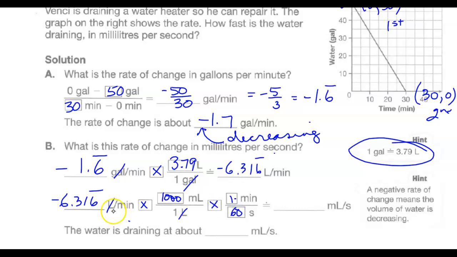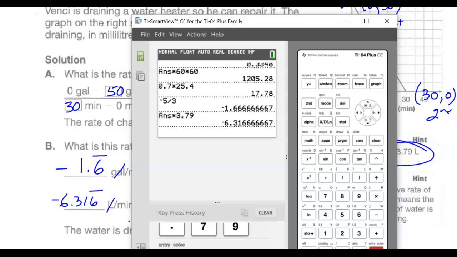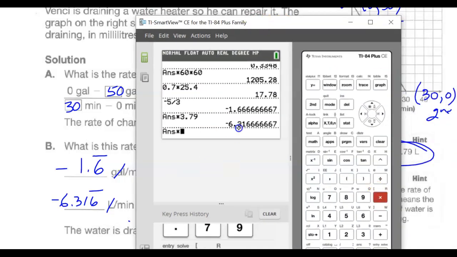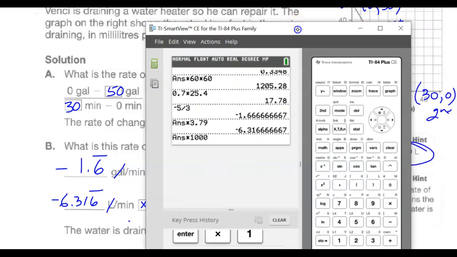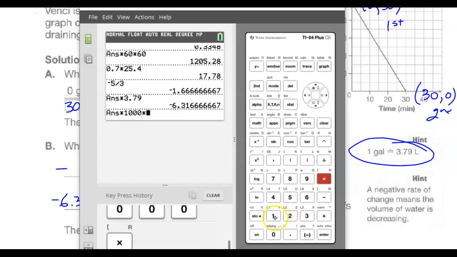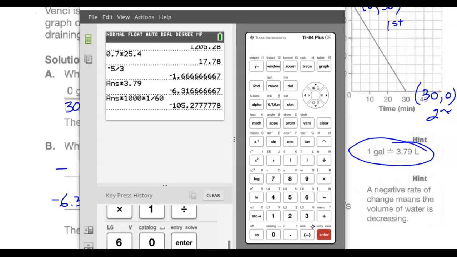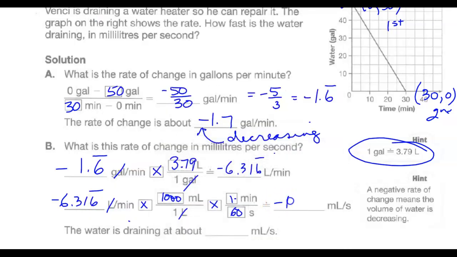And multiply those. So when I do this in my calculator, I've already got the first number. I'm going to multiply by 1,000 and then multiply by 1 divided by 60, or you can just divide by 60 right away. Negative 105.27 repeating. Okay, so basically, approximately, it's draining. So if it's draining, I don't need to put the negative, because that means negative. So it's draining at about 105 milliliters per second.